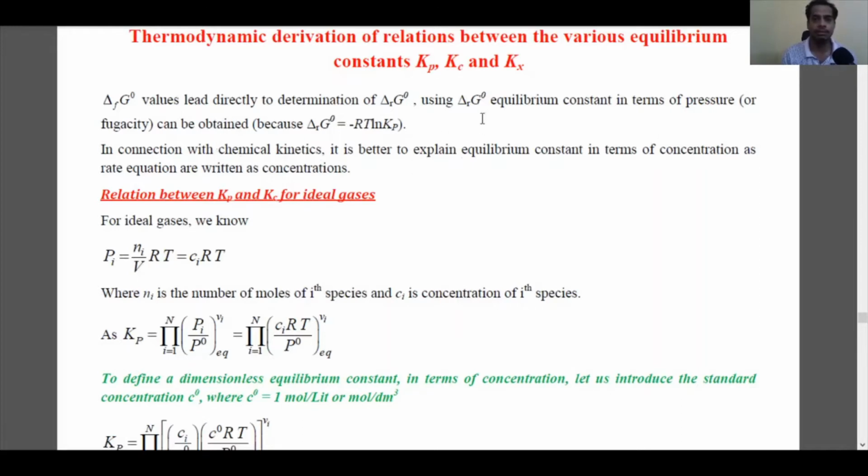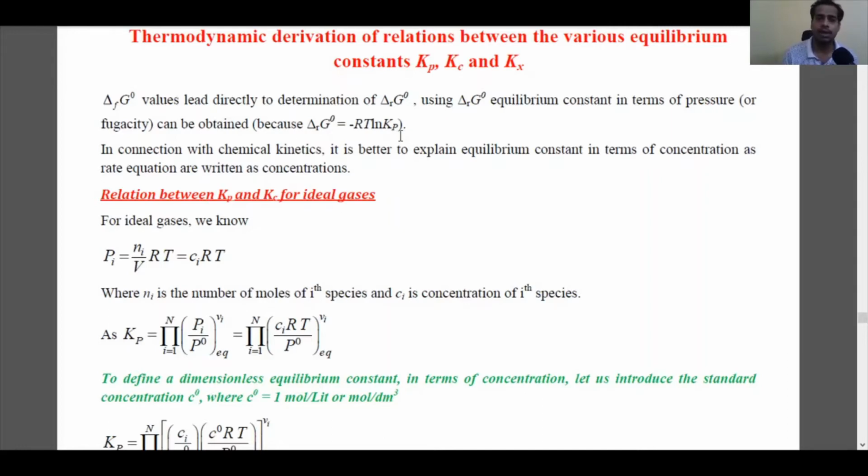The equilibrium constant in terms of pressure or fugacity can be obtained using the relation: reaction Gibbs energy at standard state is equal to minus RT ln Kp. Again, reaction Gibbs energy at standard state is obtained from Gibbs energy of formation at standard state, which is tabulated for compounds and available in literature for most of the compounds. So we can know Kp. What is Kp? Kp is equilibrium constant in terms of partial pressures of the components.